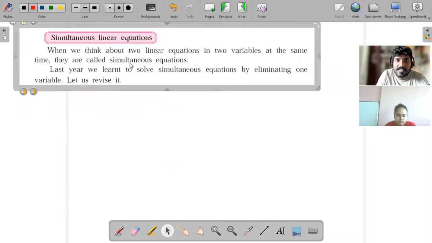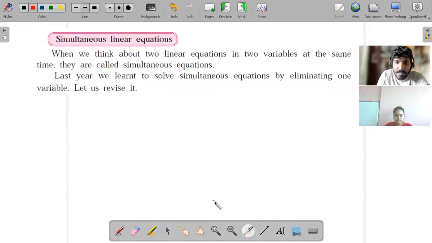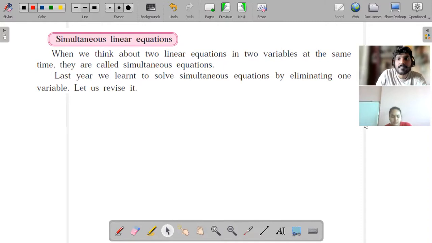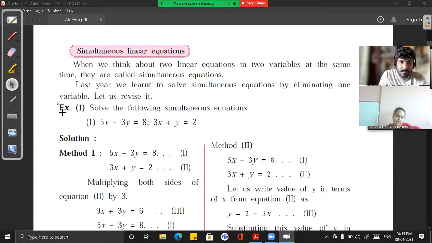So next is the simultaneous linear equations. Now when we think about two linear equations in two variables at the same time, so two different linear equations in two variables, when you work with them at the same time, then they are called simultaneous equations. You must have studied in your 9th standard what is simultaneous equation. Yes. So we'll revise that then. You just have to find x or y and then put it in the second equation.